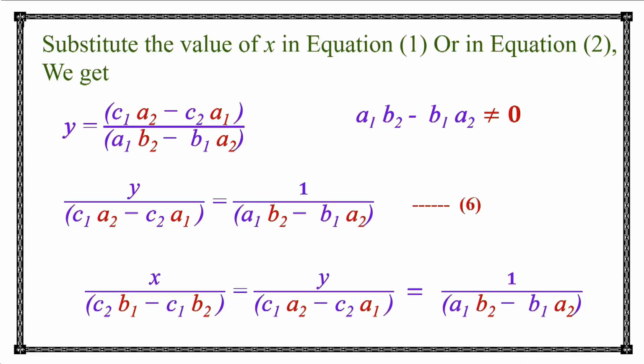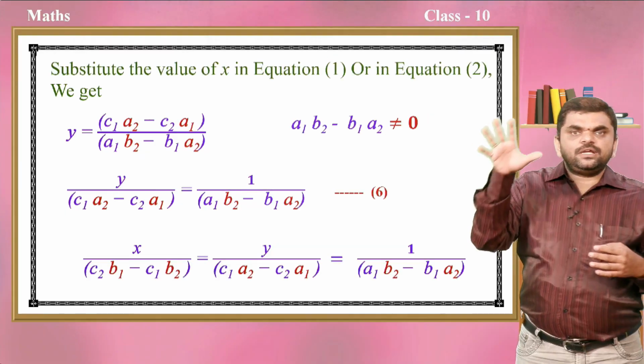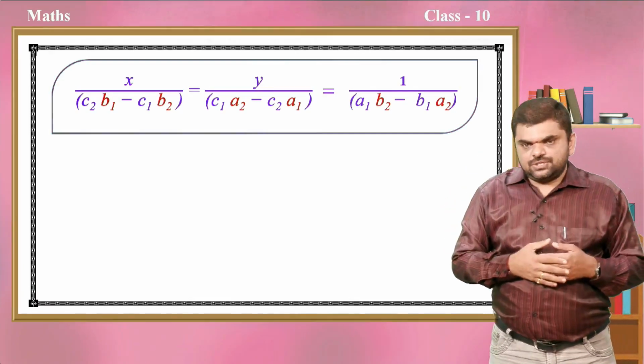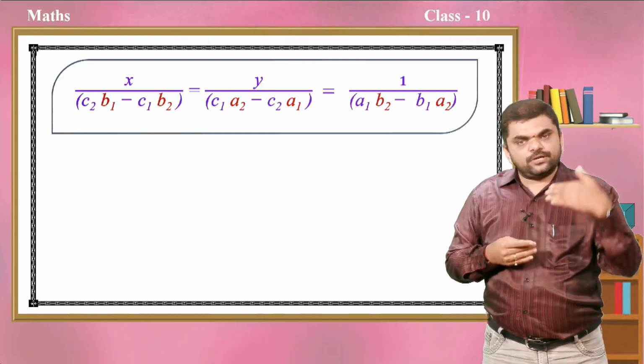Now, the RHS of equation number 5 and the RHS of equation number 6 are both the same. By considering equations number 5 and 6, we will write this as x over C2 B1 minus C1 B2 is equal to y over C1 A2 minus C2 A1 is equal to 1 over A1 B2 minus B1 A2. By substituting these values, we are going to solve the linear pair of equations.